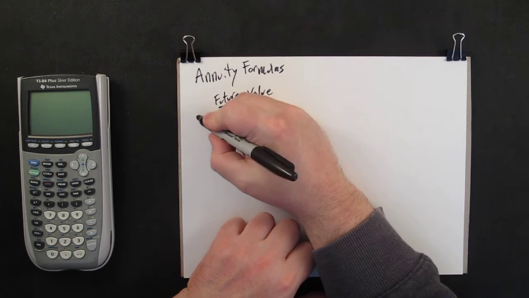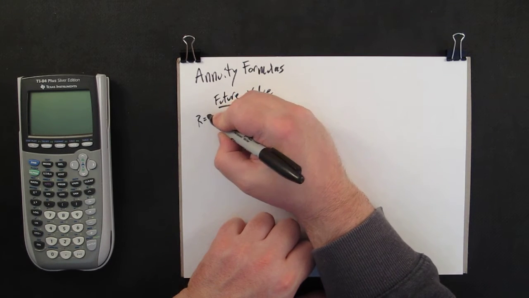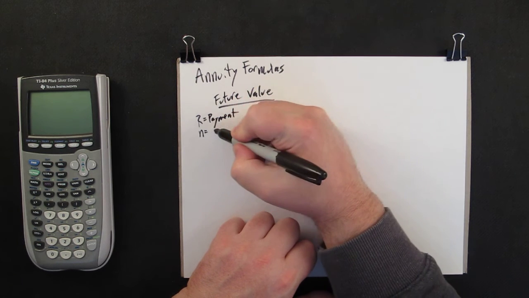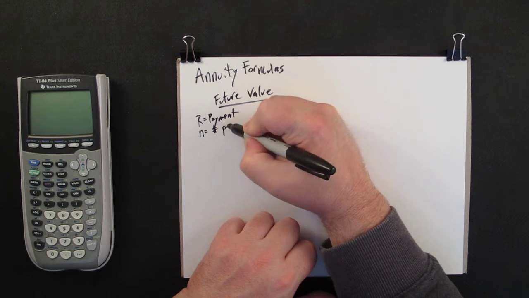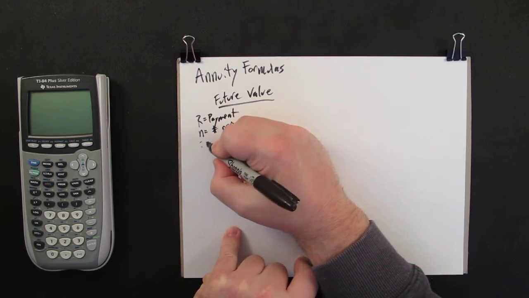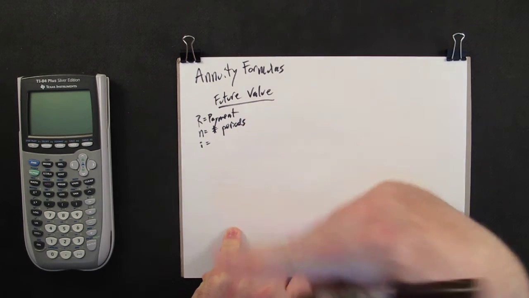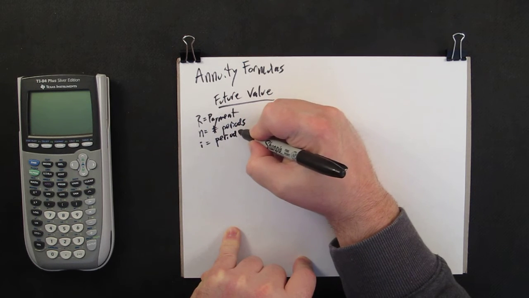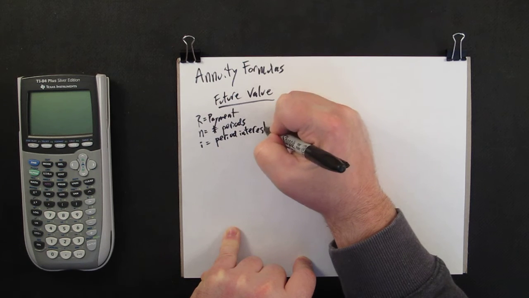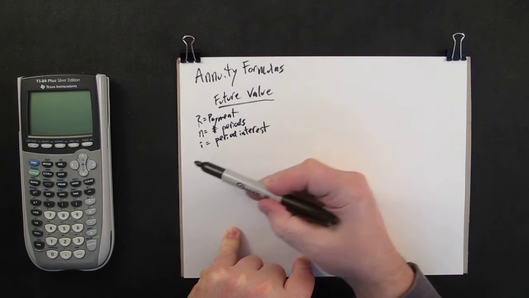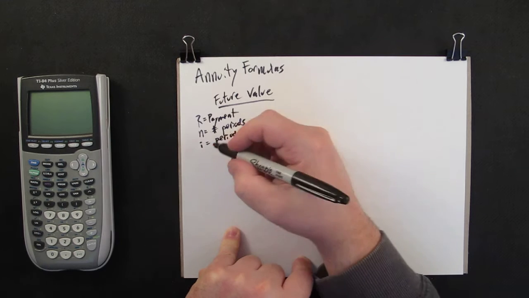So notation for this, we have R as the payment. We have N as number of periods with interest. I is the interest per period, so this is period interest. Be careful about that. So usually when you're given an interest rate, it's usually the annual interest rate, not the period interest rate. So you have to adjust it internally for these calculations.